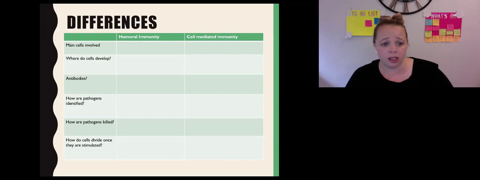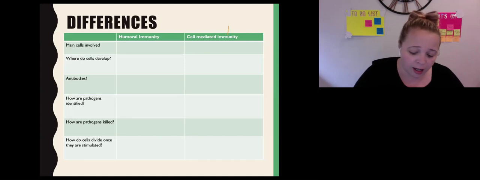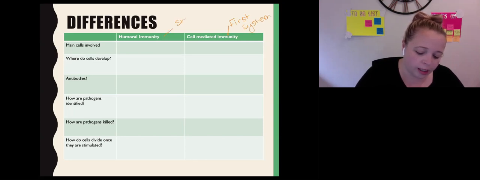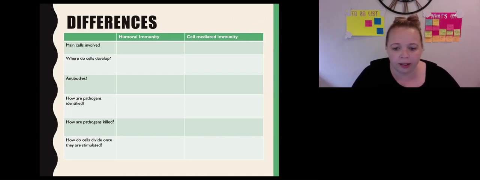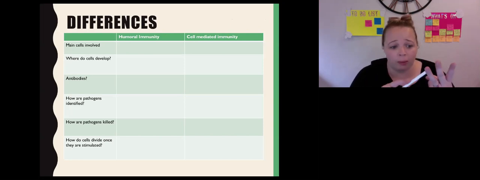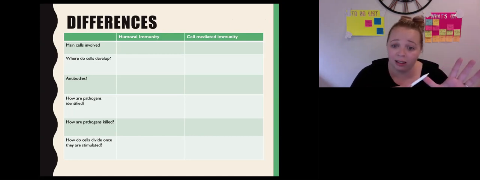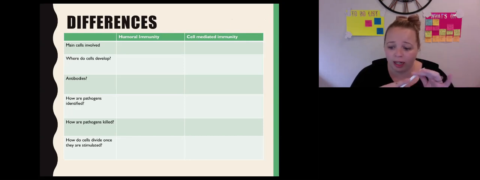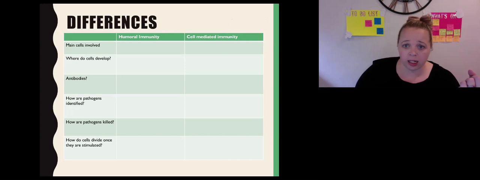So for the humoral immune system, which is the one we just finished off on, so cell-mediated was the first one. So cell-mediated here was the first system we looked at, and this humoral immunity was the second system we looked at. But they're not in order like that. It just depends on how they're acting. So I want you to think, what are the main cells involved? Where do those cells develop? Do they produce antibodies? How are the pathogens identified? How are the pathogens killed? And how do cells divide once they are stimulated? So I want you to pause and give it a go, and then I'll come back and go through the answers.